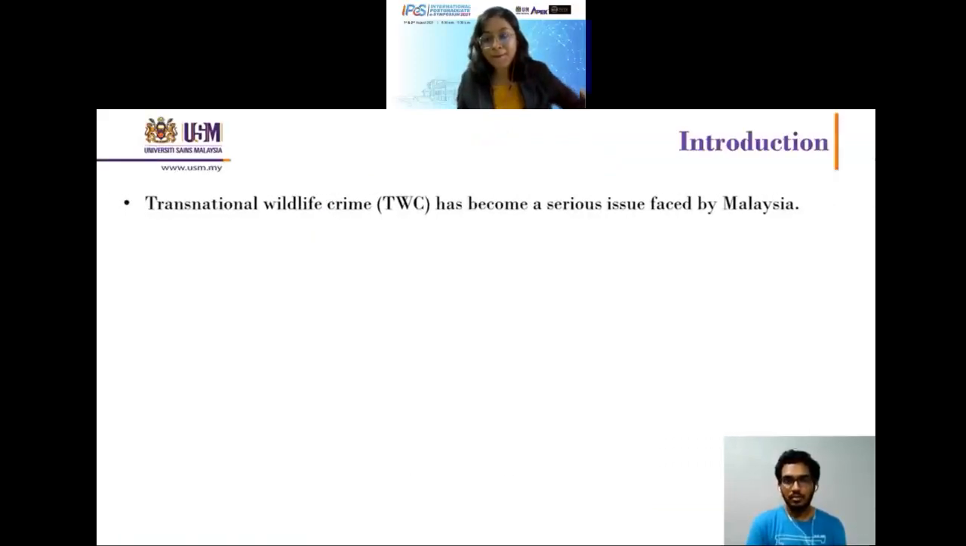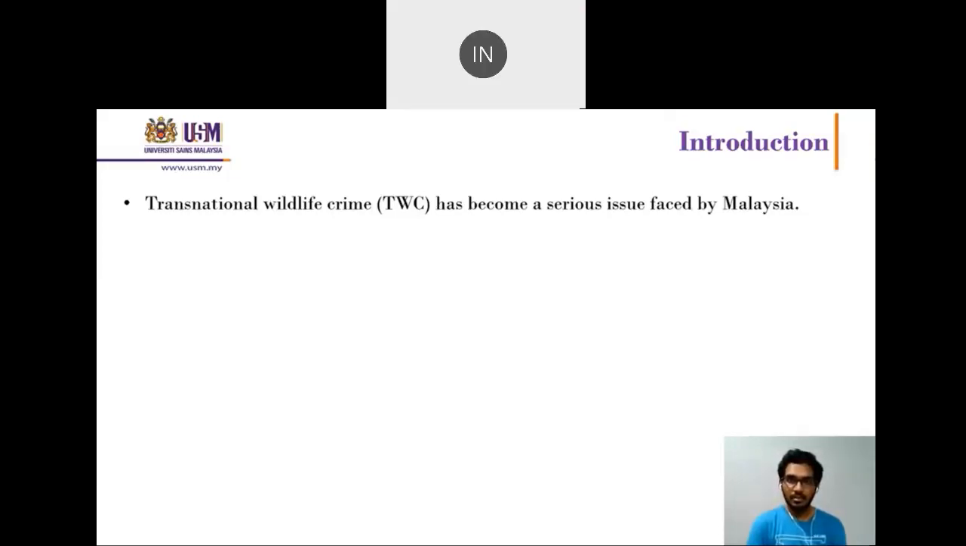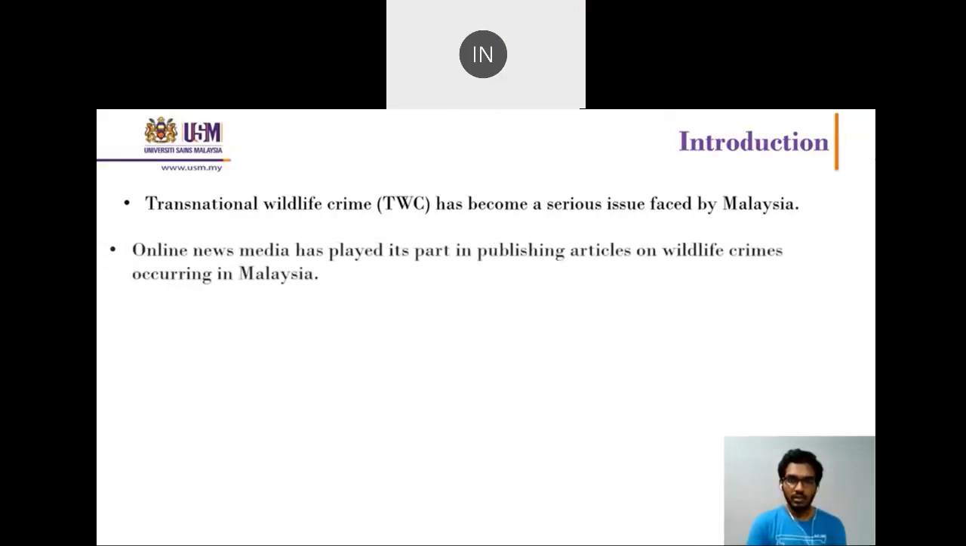Transnational wildlife crime has become a serious issue faced by Malaysia due to its negative implications for the conservation of protected wildlife, public health and safety. Whenever an environmentalist, wildlife conservationist or even a wildlife enforcement officer wants to express their opinions and issues regarding wildlife crime, they would go to a free-sourced and easily accessible media that can render the intended message to a huge group of people. It is none other than the online news media.